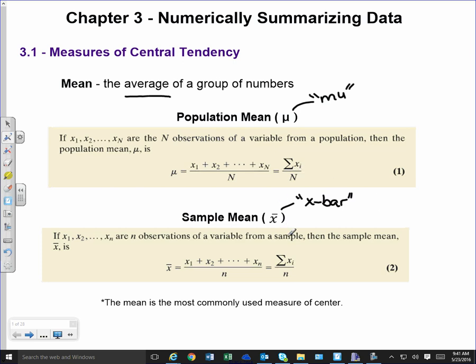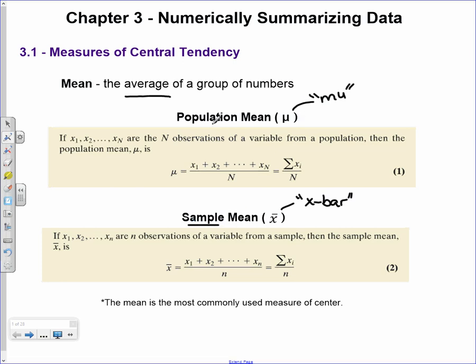For the sample mean, we call that X bar. That's X with the line over it. That's going to be a statistic, while mu is going to be a parameter, right? Statistics come from samples. Parameters come from populations. So our mu is a parameter, X bar is a statistic.